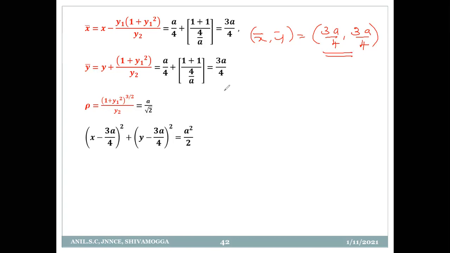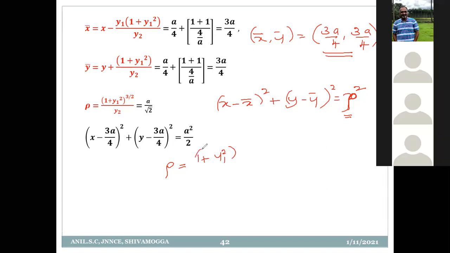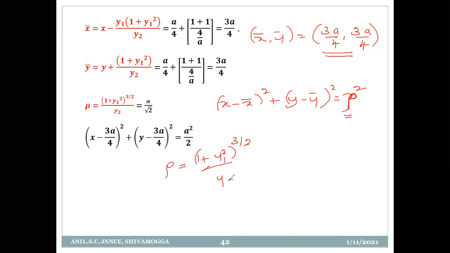Now, circle of curvature. What is the equation to find a circle in terms of center and radius? It is given by x minus x bar whole square plus y minus y bar whole square. This is equal to r square, or you write it as rho square because radius of curvature is denoted by rho. That means this rho is to be determined first. Rho in Cartesian format is given by 1 plus y1 square whole power 3 by 2 divided by y2.